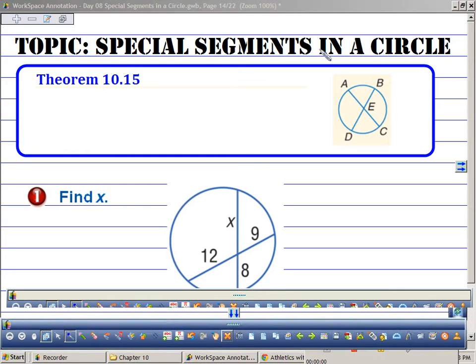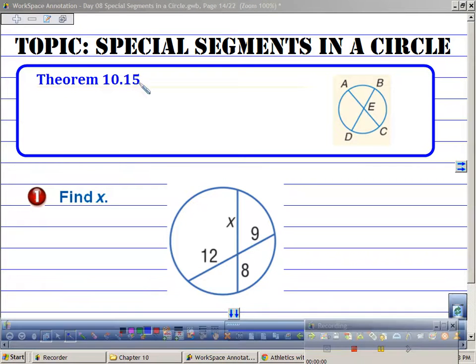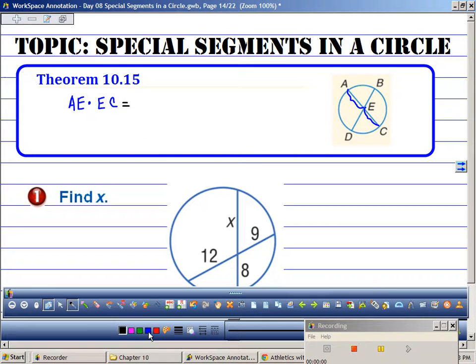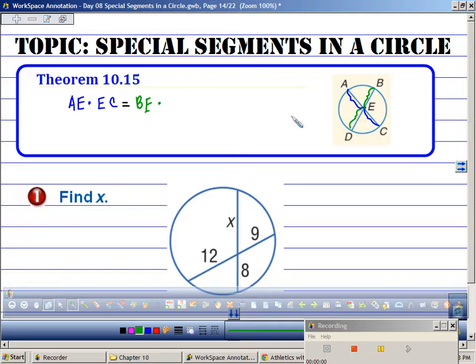Okay, so let's talk about special segments in a circle. Theorem 10.15 tells us that if I have two intersecting chords in a circle, this is how they relate to each other. I can take AE and multiply it by EC, and that would actually equal BE times ED. Pretty straightforward, right?